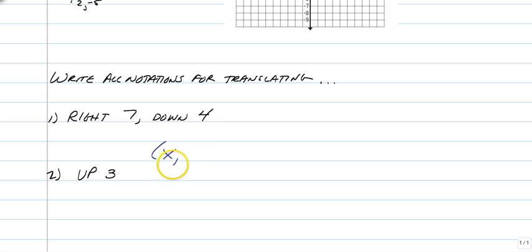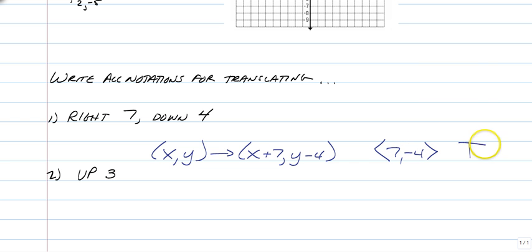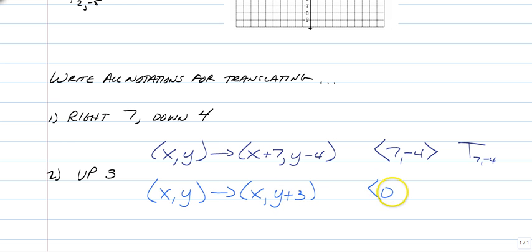For this one, you should have XY is going to go to X plus 7 and Y minus 4. Vector would be 7, -4. And translate, 7, -4. Okay, those 2 are going to be very similar. And the last one, since you're not moving to the right or left, XY is going to stay X. And this is going to become Y plus 3. This is 0 units horizontally and up 3. And same with this guy.